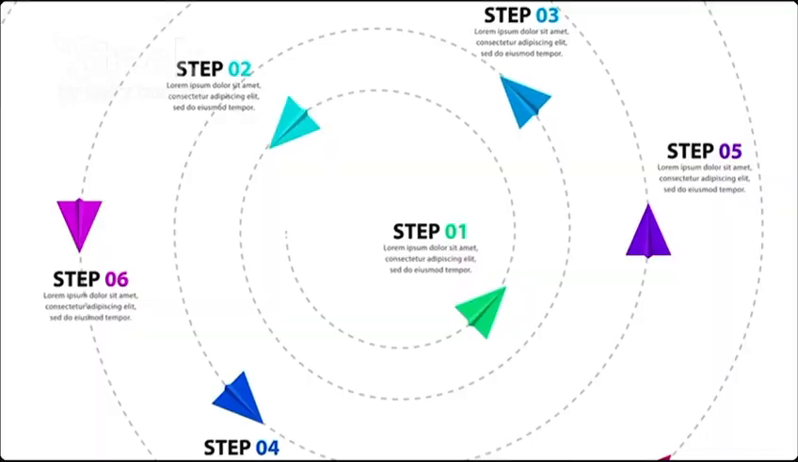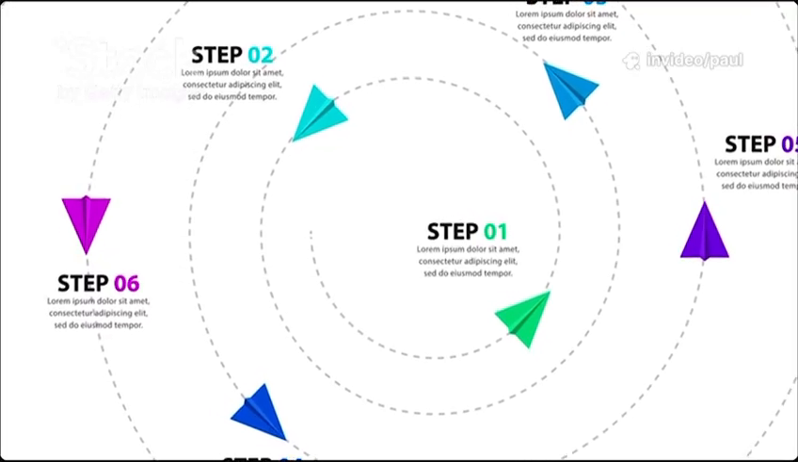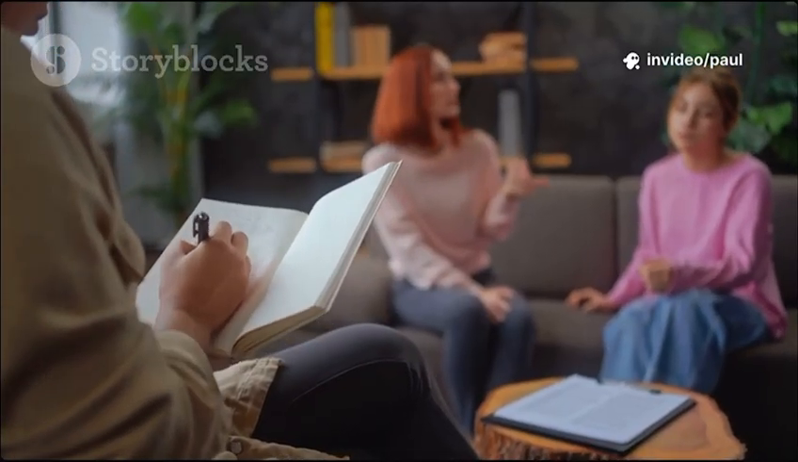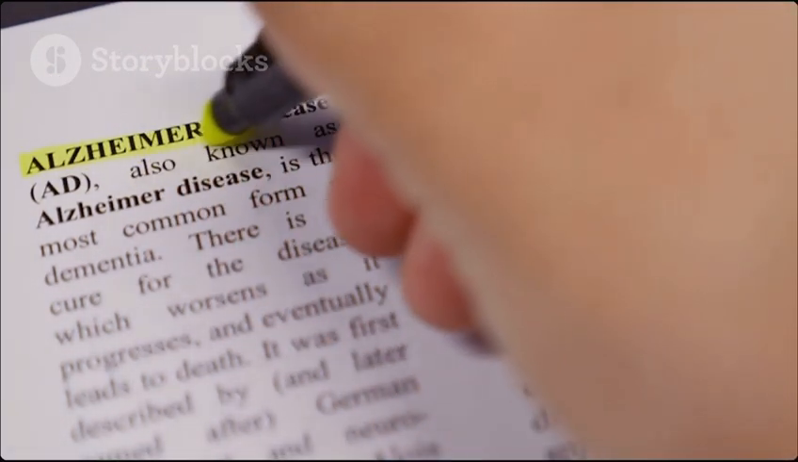Dr. Barry Reisberg developed the Global Deterioration Scale in the early 1980s. It remains one of the most trusted tools for staging primary degenerative dementias like Alzheimer's disease. The scale focuses on observable behaviors and functional abilities. It maps the entire continuum from no cognitive impairment to the most severe late stages.